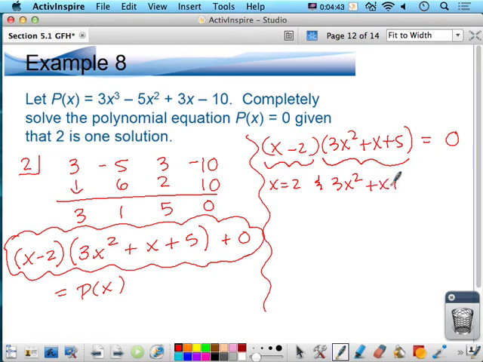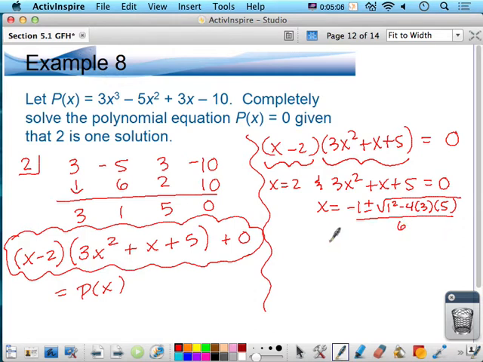Will it factor? No. Okay, well that stinks, but we're going to have to pull out the quadratic formula and use it. So, we know that x equals the opposite of b, plus or minus the square root of b squared minus 4ac, all over 2a, so all over 6.